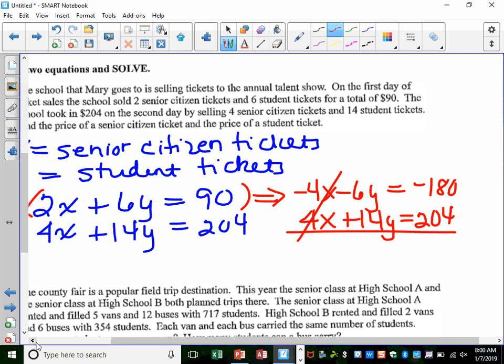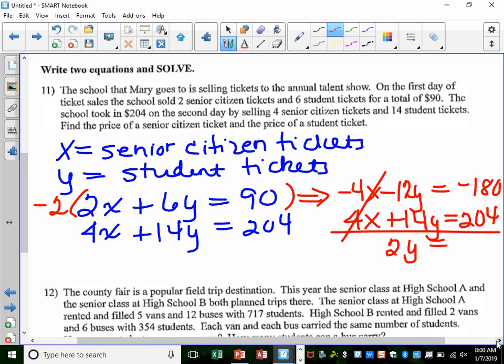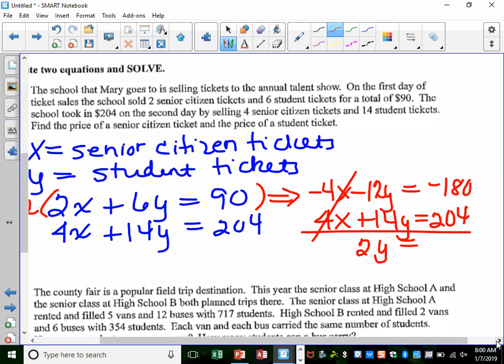Let me make sure. Did I multiply that y term by -2? Right here, yes. Okay, so let me change this right here. This should actually be -12. Is that right? Okay. So that should be a -12. So for my y's, I'm going to end up with what? A positive 2y. And what is 204 minus 180? Who can tell me? All right, 24. So when I divide by 2, y equals to what? 12? All right. So I already know y was student tickets.